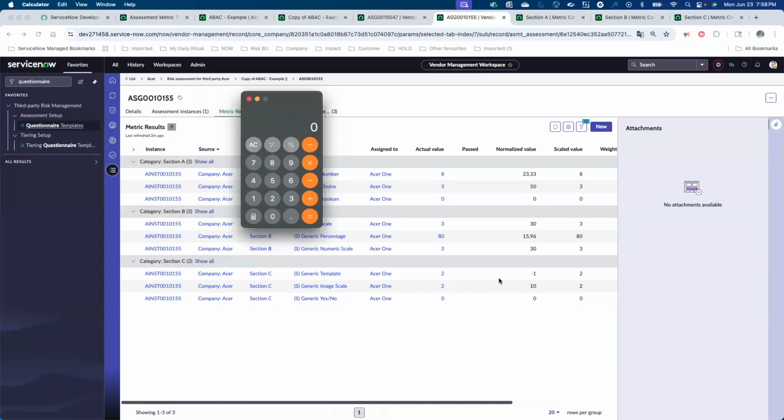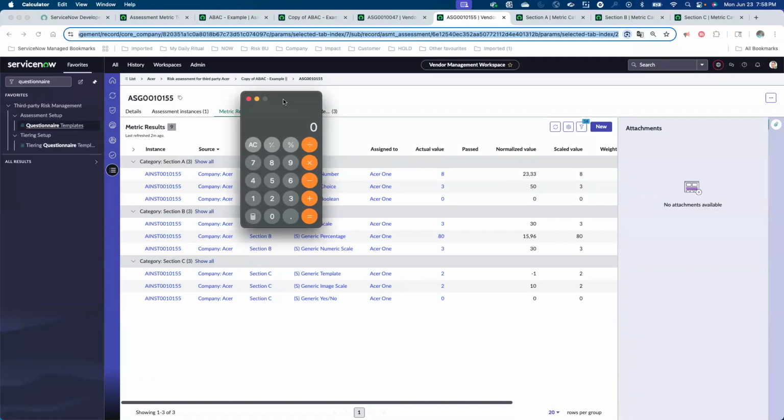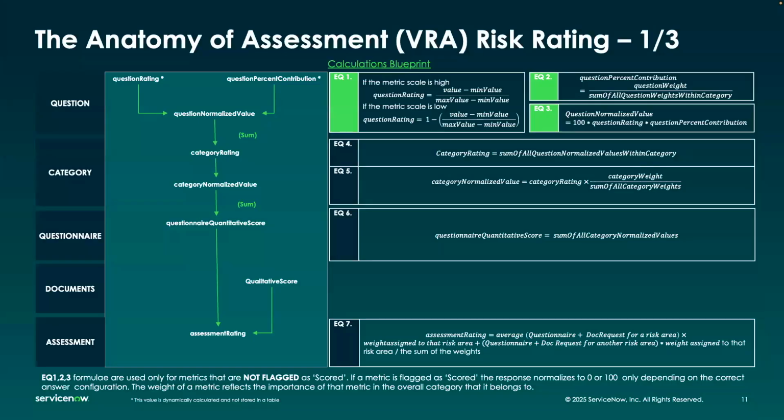Let's take another example. We'll go with percentage. In case of percentage, 1 to 100 is the range. The response here is 80. So again, 80 is your value. Let's again look at the calculation blueprint here. So value is 80, minimum value is 1. So 80 minus 1 by maximum value 100 minus minimum value, again 1. So this will be 79 by 99.